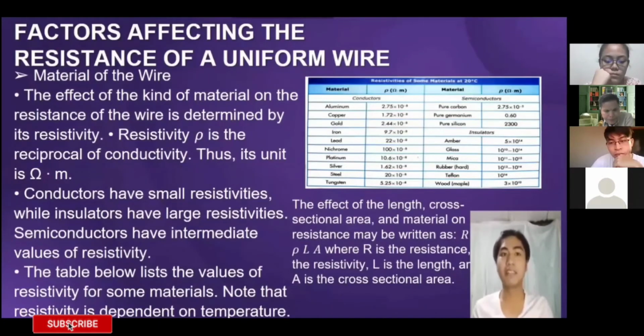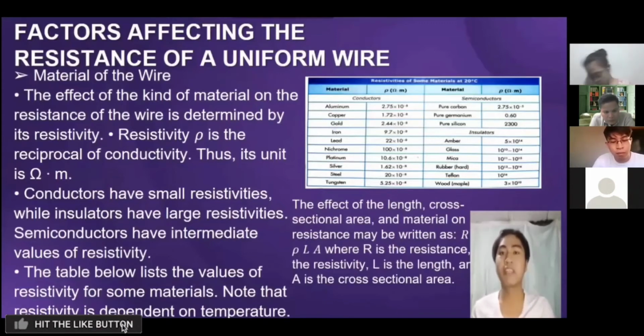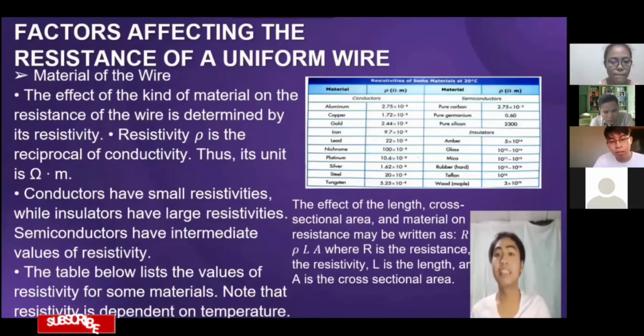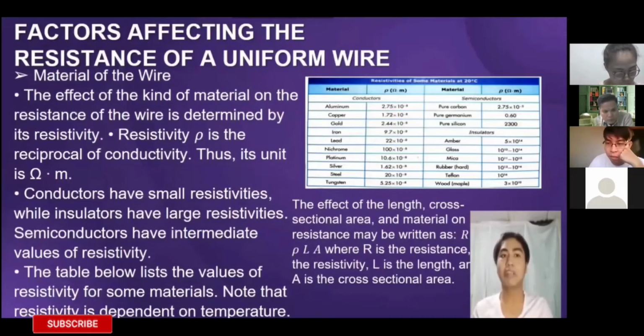The table lists the values of resistivity for some materials. Note that resistivity is dependent on temperature. In the table, you can see different kinds of materials like aluminum, copper, gold, iron, etc. The effect of the length, cross-sectional area, and material on resistance may be written as R is equal to resistivity times the length over the cross-sectional area.